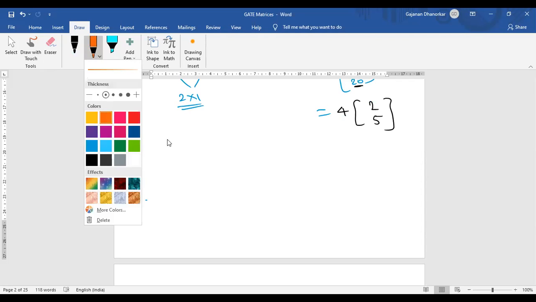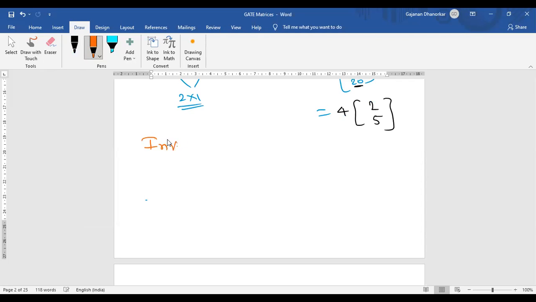inverse of a matrix. To find the inverse of a matrix, this matrix A should be a square matrix. What is the meaning of square matrix? This matrix A is said to be a square matrix.